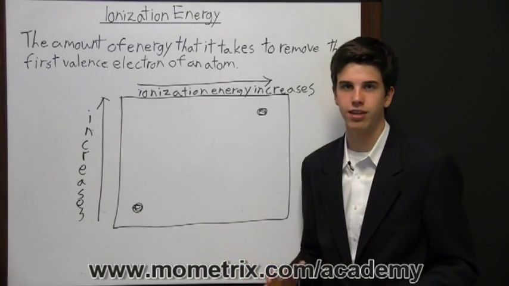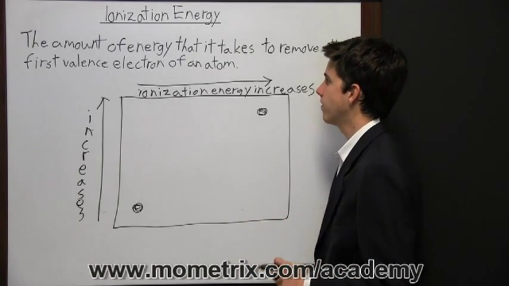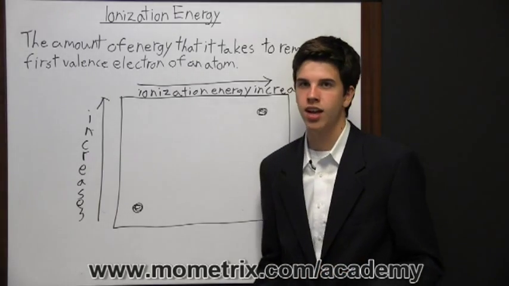So the important thing to pull out of this session is that ionization energy is the amount of energy that it takes to remove the first valence electron of an atom.